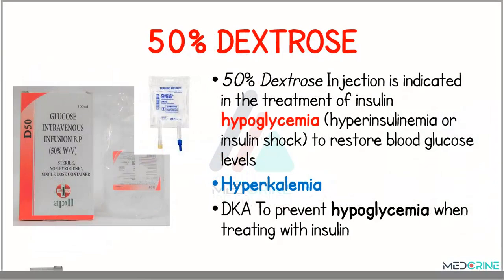Then we have 50% dextrose, which is indicated in the treatment of hypoglycemia or hyperinsulinemia, or to restore normal blood glucose levels in case of hypoglycemia. This dextrose can also be used in management of hyperkalemia, and in DKA or diabetic ketoacidosis, it is used to prevent hypoglycemia when you're treating with insulin.